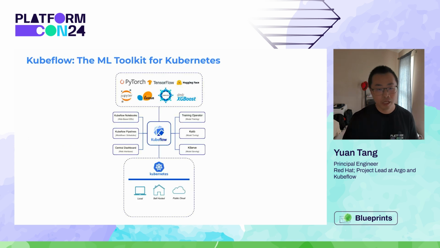Before diving into each different component of an AI platform, I'd like to first introduce Kubeflow. Kubeflow is the machine learning toolkit for Kubernetes. It contains different components such as Jupyter notebooks and Kubeflow pipelines, central dashboard, and training operator for distributed model training, and Katib for experiment tracking and hyperparameter tuning, and KServe for model serving. And it also supports multiple machine learning frameworks and different environments like Kubernetes, on-prem, or in cloud.